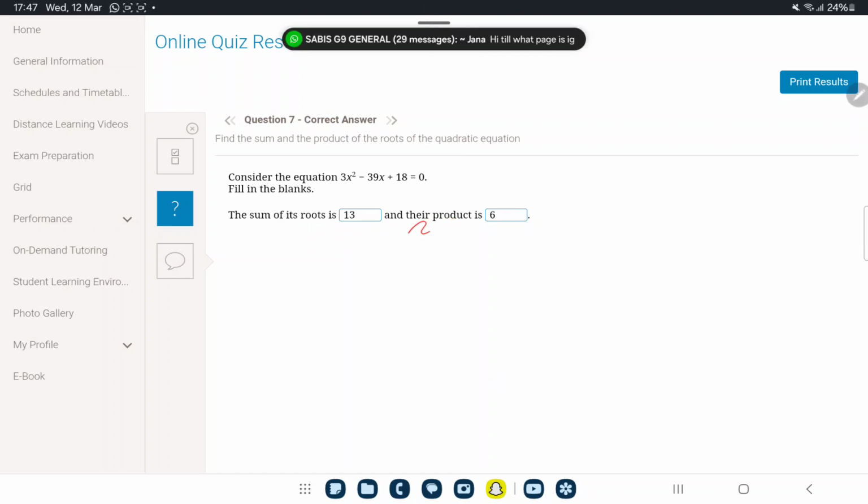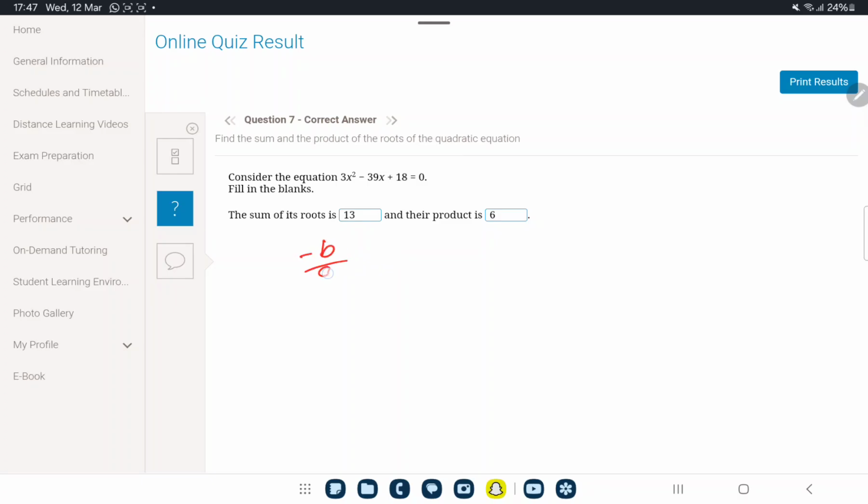Here they give us the equation 3x squared minus 39x plus 18 equals 0. We want the sum of the roots, so minus b over a. Minus b is minus 39, so minus 39 over a is 3. So the minuses cancel, 39 over 3 is 13. So the sum is 13, product is c over a. C is 18, a is 3, so 6.